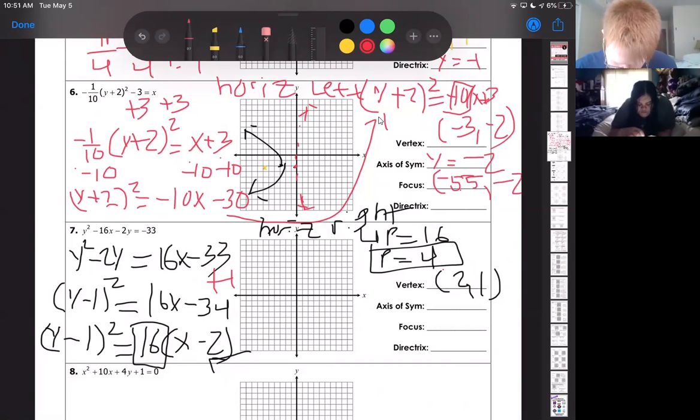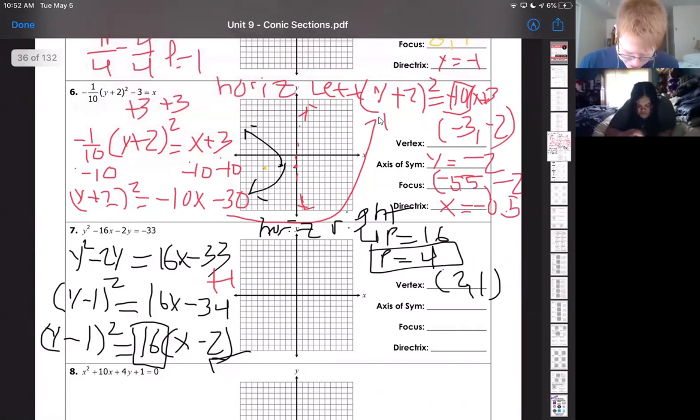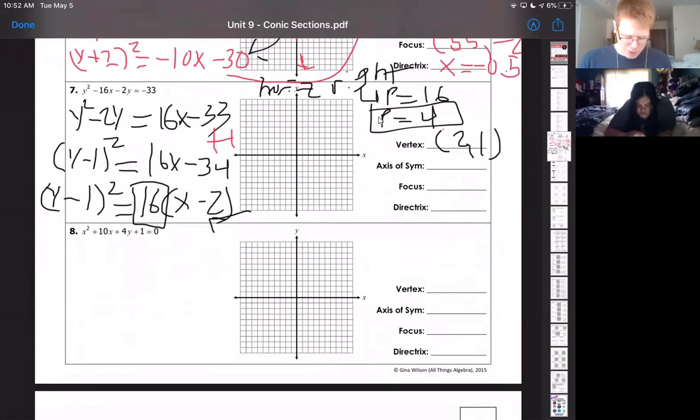-2. And then the directrix would have just been x equals -0.5. So sorry, it kind of just threw everything off because I had the wrong vertex. That's what I screwed up. But all right, back to this one. That's the only problem I messed up, by the way.